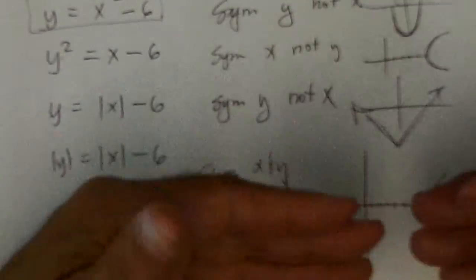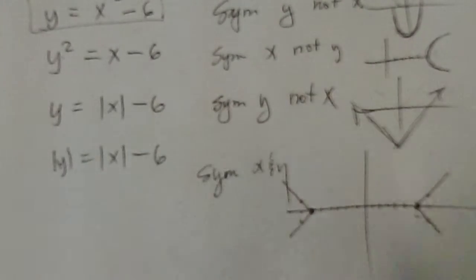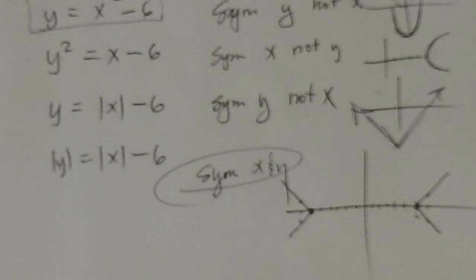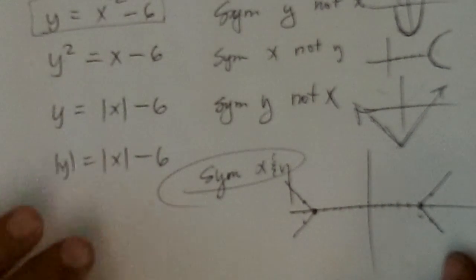So it's the same on either side of the x-axis and the same on either side of the y-axis, symmetric with both. And that's a real brief introduction to symmetry and how to tell from an equation.